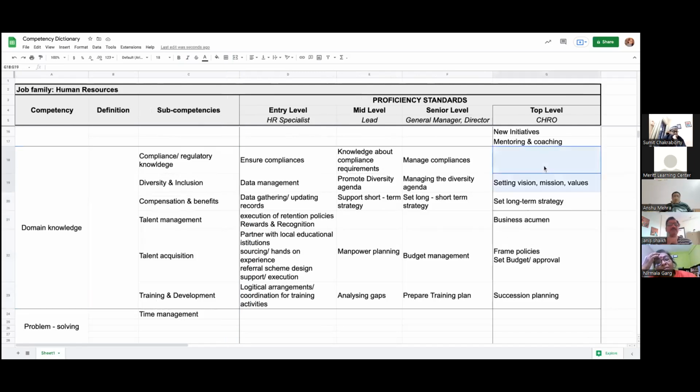Anyone wanted to attempt? Yeah. So domain knowledge, compliance, regulatory knowledge. At the entry level, a person needs to ensure the compliance. Top level, I think we are missing in that. But definitely at this top level, we need to make a complete architecture of compliances in the organization, so that at the junior level or mid or senior level, they can ensure and adhere to the compliances.